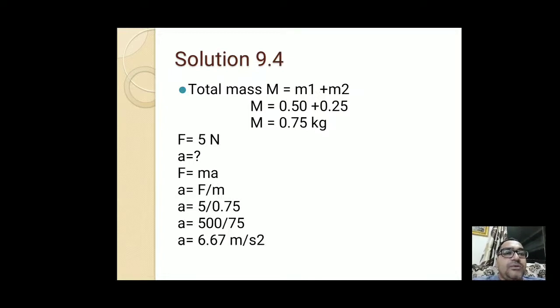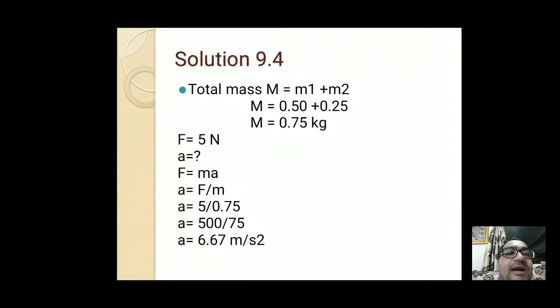So students, we apply the basic formula. We know that F is equal to ma. Here we have to find the value of a, so we rearrange the formula: a equals F upon m. Now we keep the values. Force is 5 Newton, divided by the total mass, which is 0.75 kg.